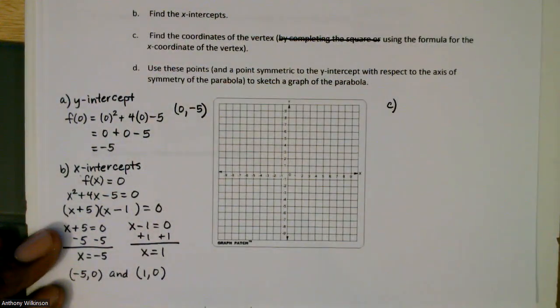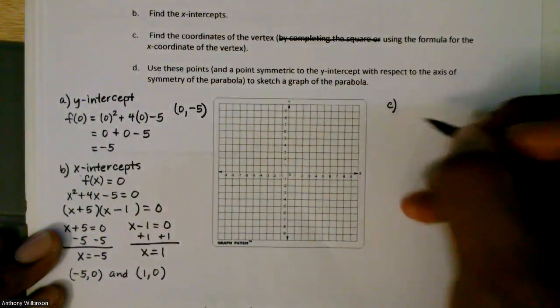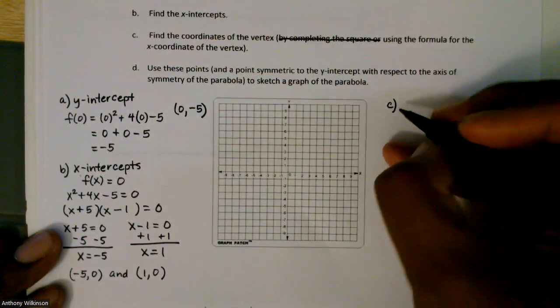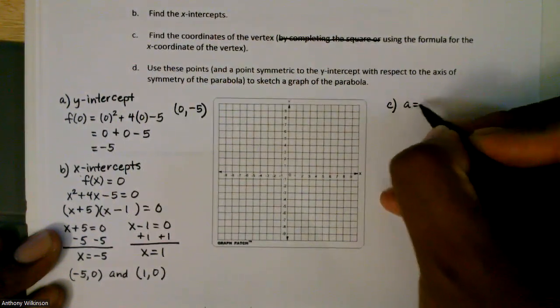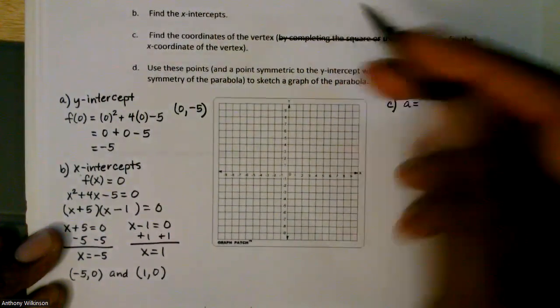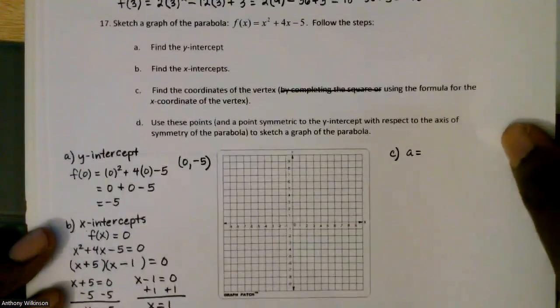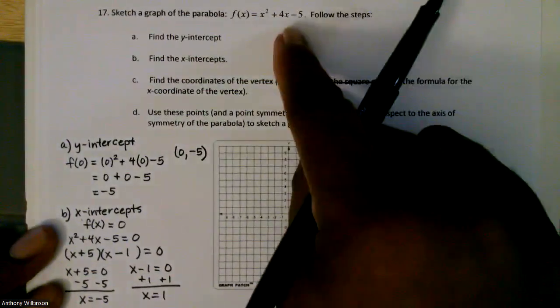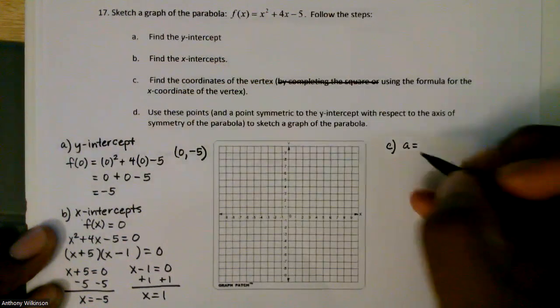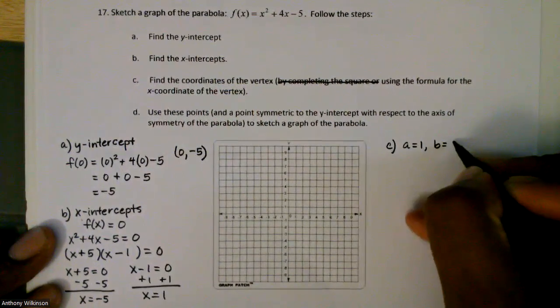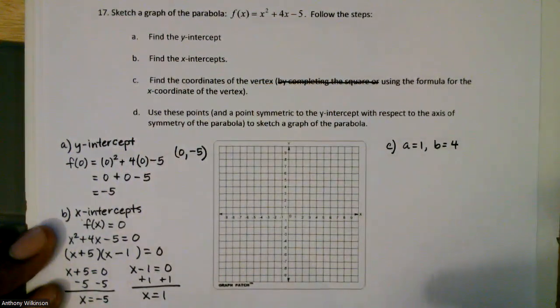Here we have to use the formula for the x coordinate of the vertex. That's x equal -b over 2a that I went over in problem number 16. So here, your a is the coefficient of your x squared term. That's going to be the understood 1. That's the understood 1 for the coefficient of your x squared term. The b is the coefficient of x. That's 4.